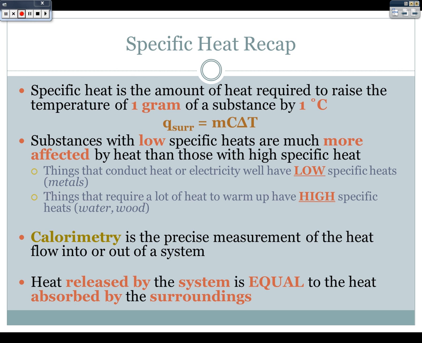With that in mind, heat released by the system is equal to the heat absorbed by the surroundings. This is a whole universe that we're looking at, and heat energy cannot be created or destroyed. So anything that's released by the system must be equal to what was absorbed by the surroundings. We can't create it or destroy it, we can only transform it or transfer it.